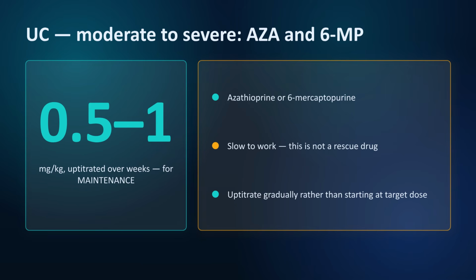For maintenance in moderate to severe disease, we reach for a thiopurine, azathioprine or 6-mercaptopurine, dosed at 0.5 to 1 milligram per kilogram and up-titrated over weeks. Note 2 things about that. First, the indication. This is for maintenance of remission. Second, the timing. Thiopurines are slow. They take weeks to months to reach full effect. So this is never a rescue drug for an acutely flaring patient. And up-titrate gradually rather than starting at the target dose, which lets you catch toxicity early. Monitor blood counts and liver tests regularly while the patient is on it.